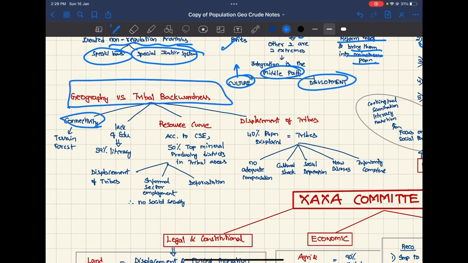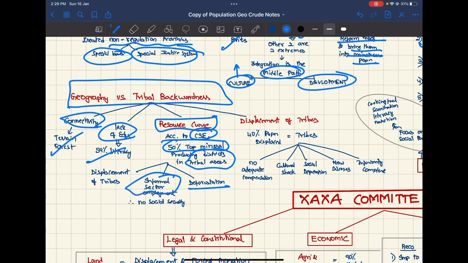There's a connectivity issue like terrain and dense forest, lack of education, only 59% literacy, and the resource curse. According to the Centre for Science and Environment, 50% of the top mineral producing districts are in tribal areas. This will lead to problems like deforestation, informal sector employment, therefore no social security, and displacement of the tribes.